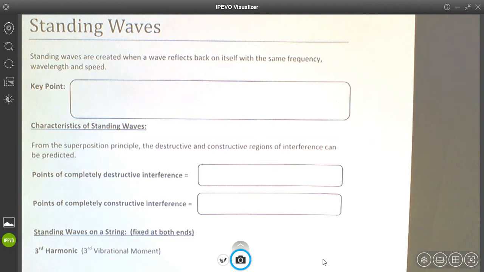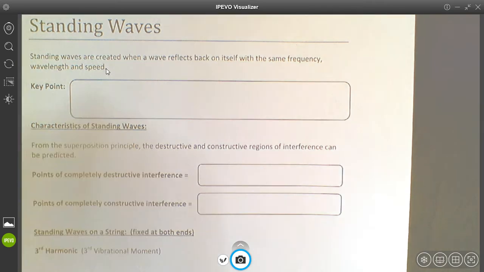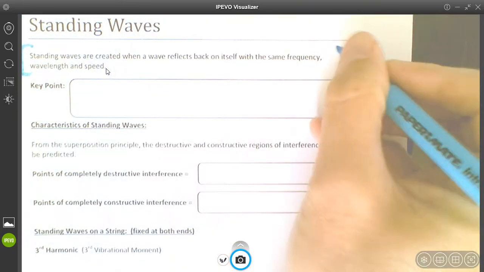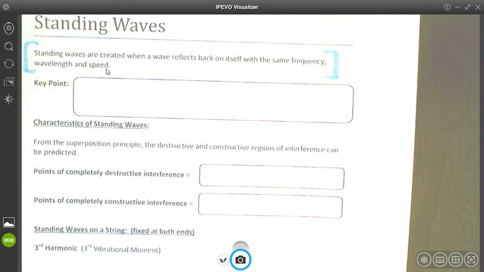Okay, so what is a standing wave? It's not a person standing up waving. First joke ever. But standing waves are created when a wave reflects back on itself with the same frequency, wavelength, and speed. Okay, so what does that mean? So first of all, I would highlight that key point, and we're going to add to that in just a second. So standing waves are created when a wave reflects back on itself with the same frequency, wavelength, and speed.